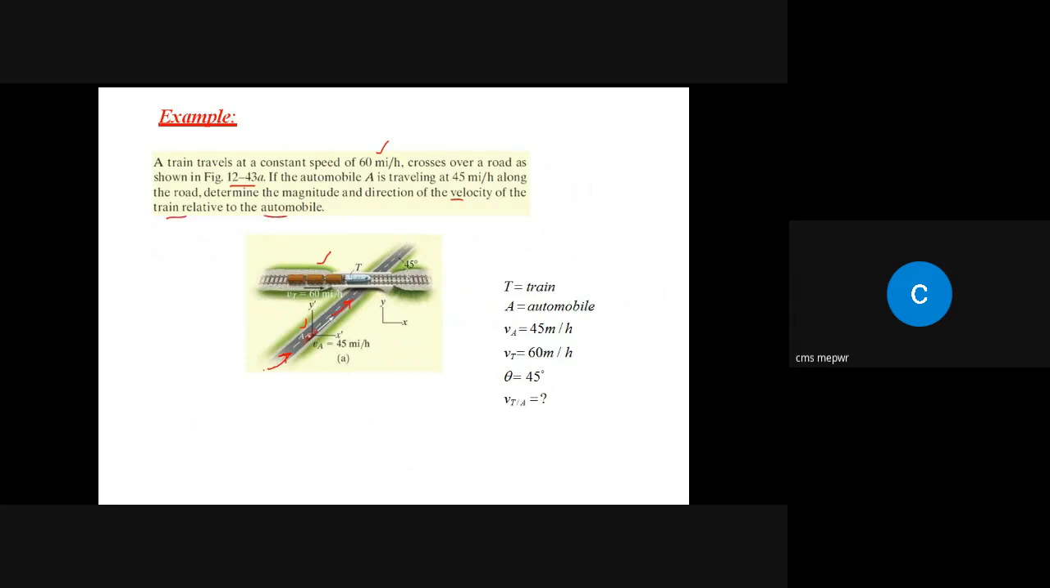So we are having velocity of this train, which is 60 miles per hour. We are having velocity of automobile, and we need to find out the velocity of train relative to automobile. Or in other words, we need to find out VT by A. If you look at this diagram, we have an angle 45 over here, which this path which the automobile is following is making with the path that the train is following. So let T is train, A is automobile, VA is 45 miles per hour, then VT is 60 miles per hour. Let theta be 45 degrees, which is given over there, and we need to find out VT by A.